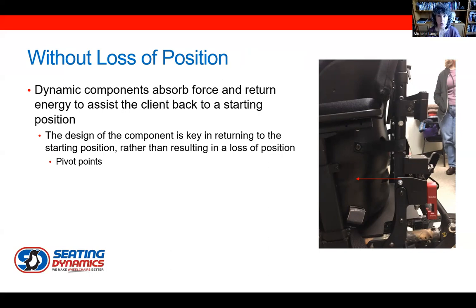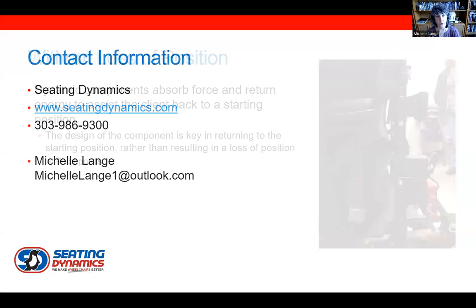And one of the key design elements is pivot points. Here you can see this little red arrow, and the pivot point of the dynamic back component is at the same level as the hip joint. So that allows the client to extend into the dynamic back, return to upright, but not slide forward into a posterior pelvic tilt.